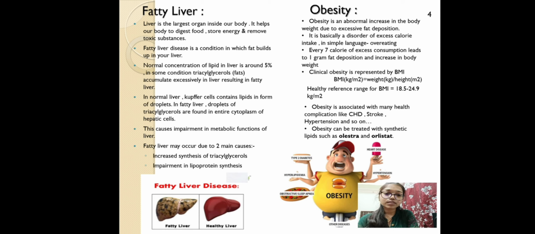Next, clinical obesity is represented by BMI, that is body mass index, and it is calculated by the formula weight in kilograms divided by height in square meters. So the healthy reference range for BMI is 18.5 to 24.9 kg per meter square, and above this, obesity is categorized into 3 categories actually: grade 1 obesity, grade 2 obesity, and grade 3 obesity. If the BMI is between 25 to 30 kg per meter square, it is considered grade 1, and if it is greater than 30, then it is considered grade 2, and if it is greater than 40, then it is considered grade 3 obesity.